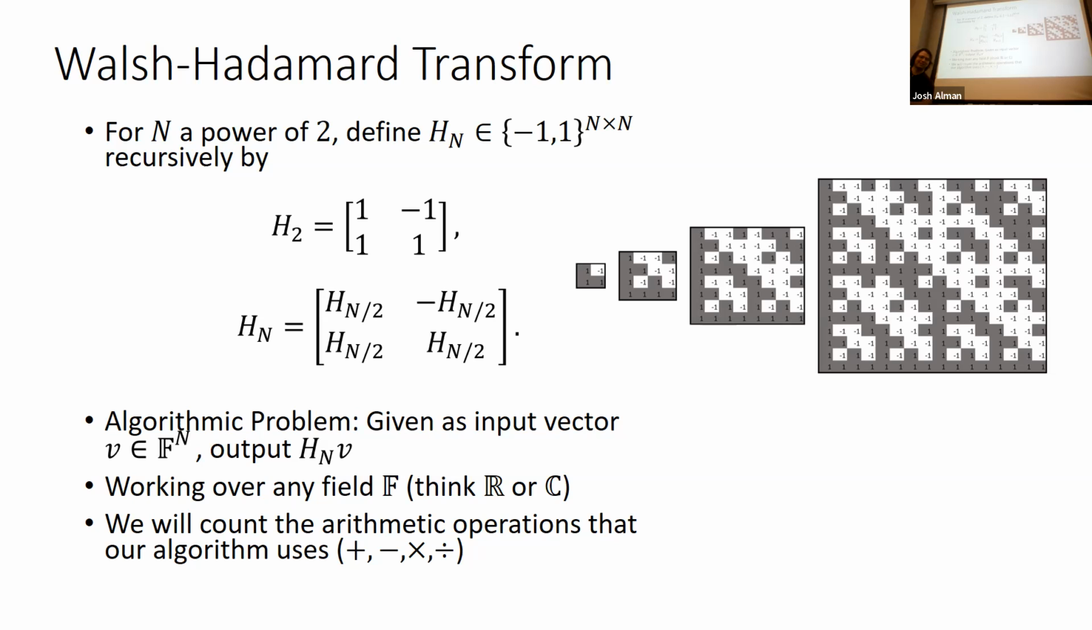There's a straightforward algorithm for this, which is just to multiply any n by n matrix times a length n vector. You can do that with order n squared operations by just following the definition. And we'll see in a second that the Walsh-Hadamard transform has much faster algorithms than that. Okay, so why do we care about this problem?